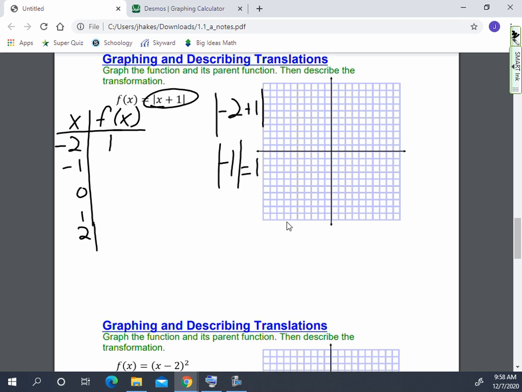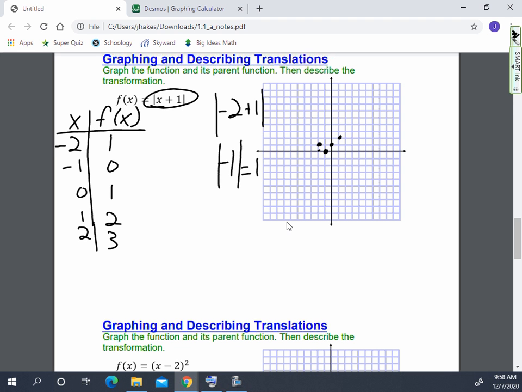When we plug -1 in, we'll get -1 plus 1, which is 0. We have 0, we have 1, 1 plus 1, we have 2, 2 plus 1, we have 3. So at -2, we're at positive 1. So we're right here, there's a point. At -1, we're at 0. At 0, we're at 1. At 1, we're at 2.